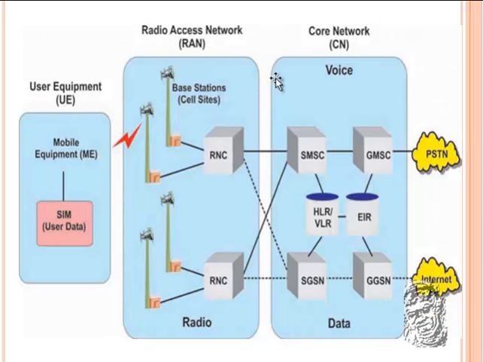So we could see here in the diagram that the radio access network connects either to the mobile switching center for voice calls to the PSTN, or the radio access network is connected to the PDSN via the Internet in terms of data services and so on.